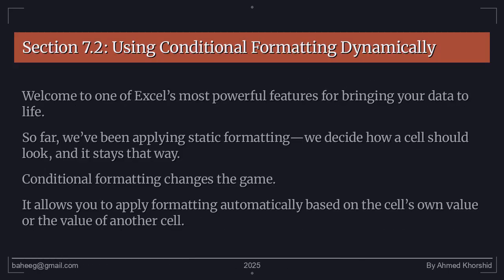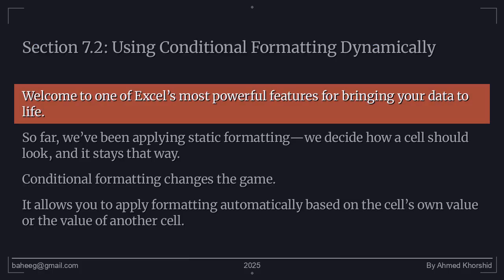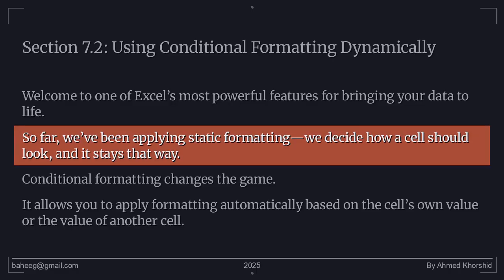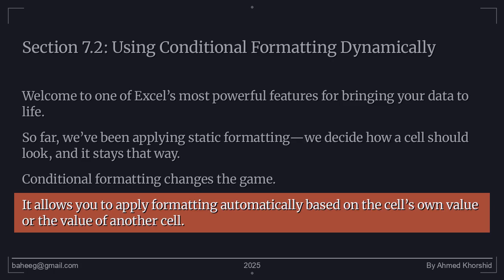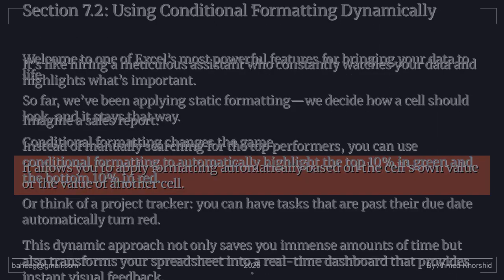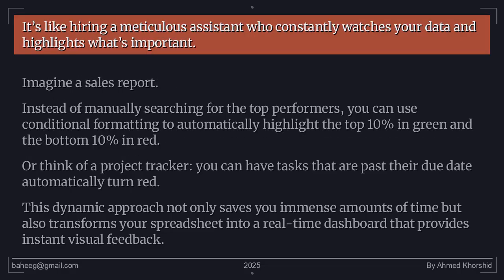Section 7.2, Using Conditional Formatting Dynamically. Welcome to one of Excel's most powerful features for bringing your data to life. So far, we've been applying static formatting. We decide how a cell should look, and it stays that way. Conditional formatting changes the game. It allows you to apply formatting automatically based on the cell's own value or the value of another cell. It's like hiring a meticulous assistant who constantly watches your data and highlights what's important.